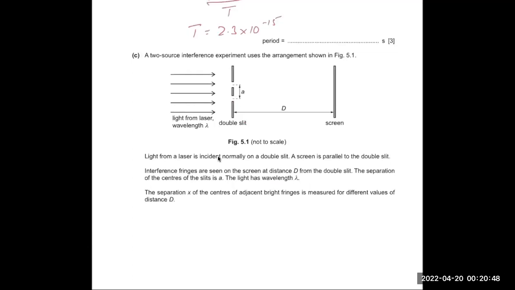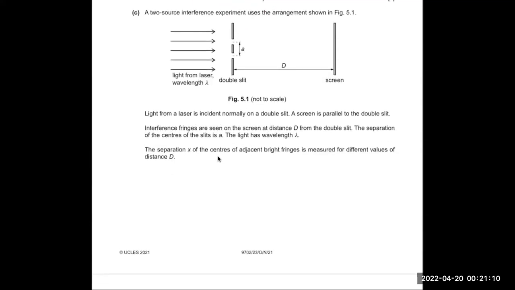Part C says, a two-source interference experiment uses the arrangement shown in figure 5.1. Light from a laser is incident normally on a double slit. A screen is parallel to the double slit. Interference fringes are seen on the screen at distance d from the double slit. The separation of the centers of the slit is a. The light has a wavelength lambda. The separation x of the centers of the adjacent fringes is measured for different values of distance d.